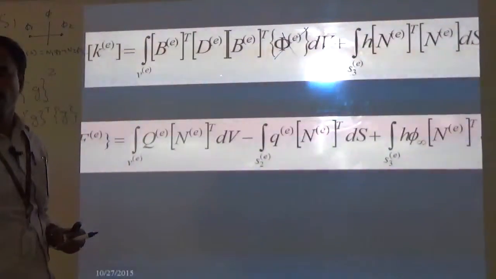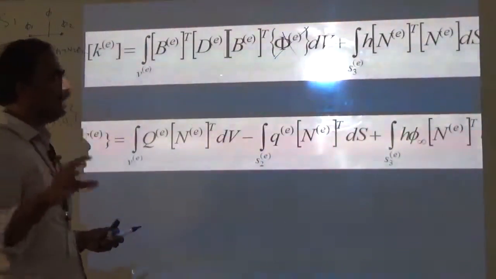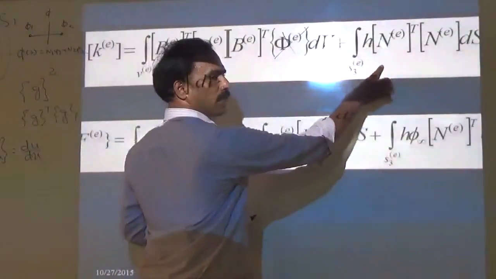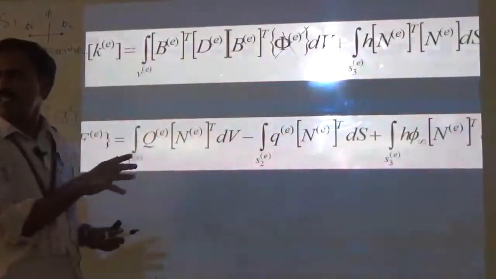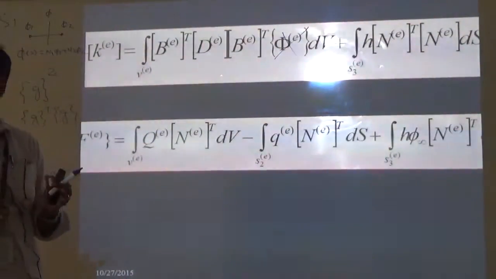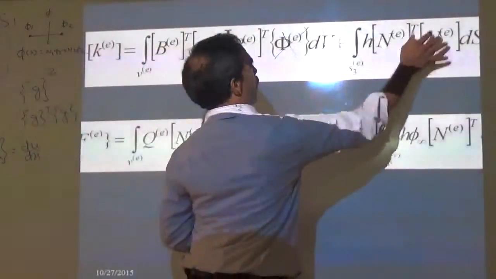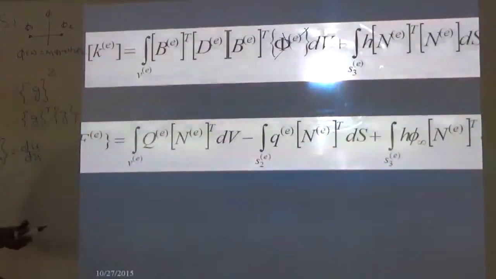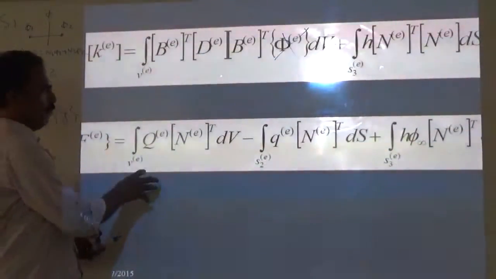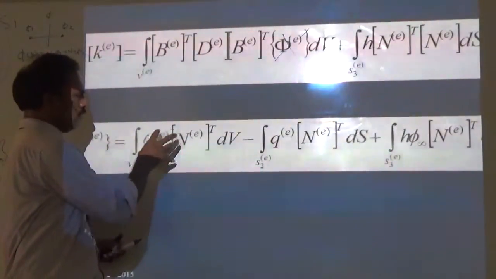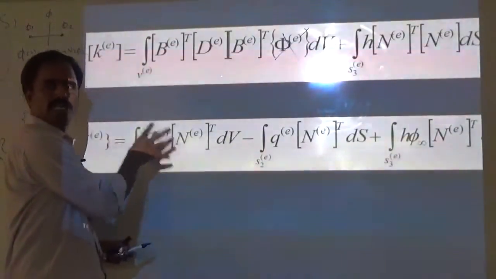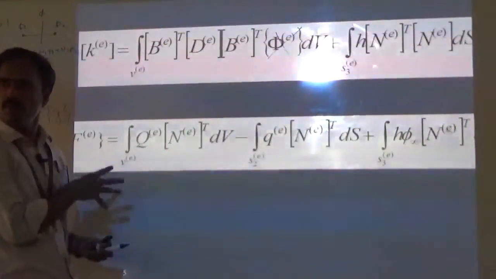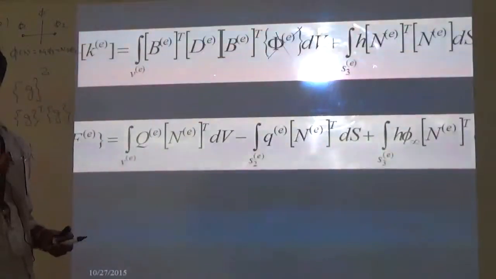Suppose there is a thermal problem and we are considering convection, then we need to consider this term. Suppose convection is not considered and you consider only the conduction term alone, then this term will not appear in the equation. Coming to the force vector, the load vector side, again we have this load vector due to heat generation. Q, in a thermal problem, represents the heat source or heat sink.